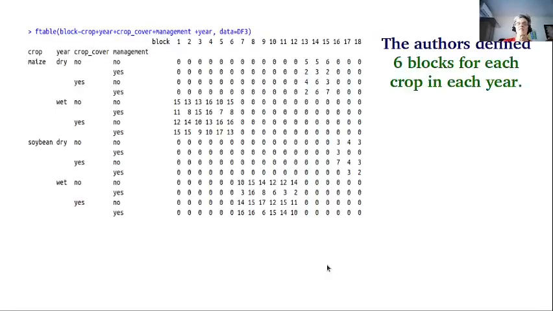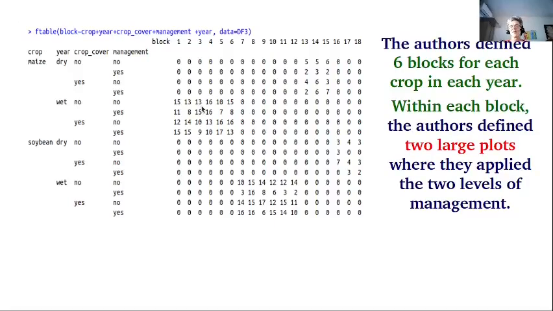Then I further delved into the structure of the data set and realized that the authors defined 6 blocks for each crop in each year. So here are the 6 blocks for a given year, wet, in some of the crops. And within each block, the authors defined 2 large plots in which they applied the 2 levels of management, whether they applied or did not apply herbicides.